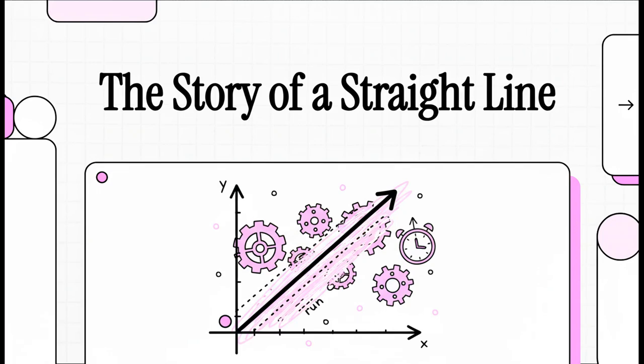You know, a single straight line seems pretty simple, right? But what if I told you it's actually telling a powerful story, a story of constant, predictable change? It's the secret behind everything from your taxi fare to your phone's battery drain. And by the end of this, I promise you're going to see these stories absolutely everywhere.